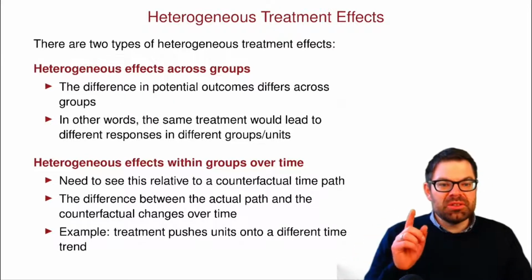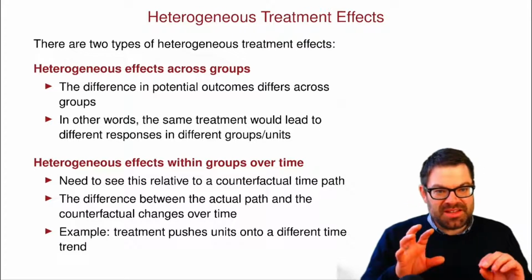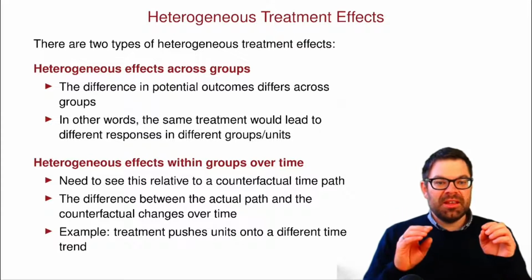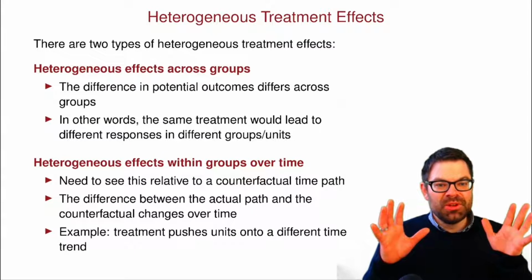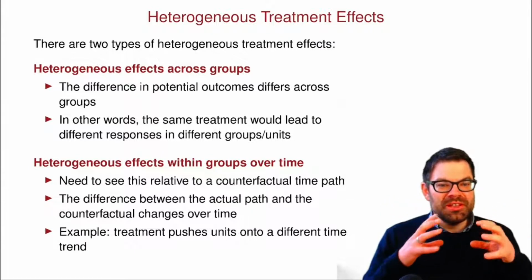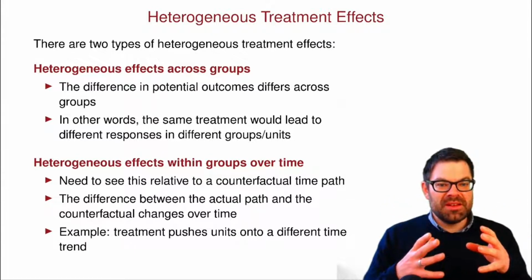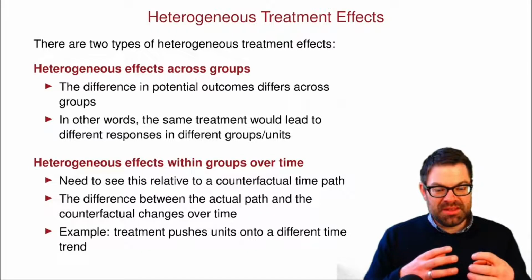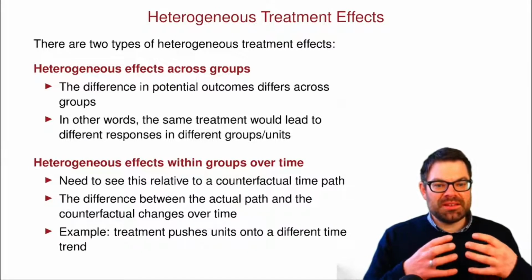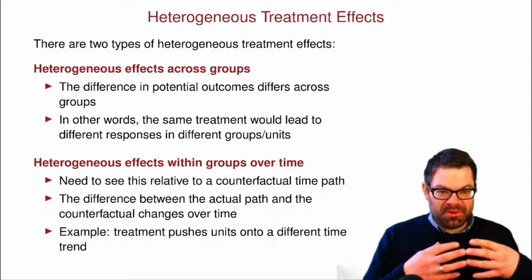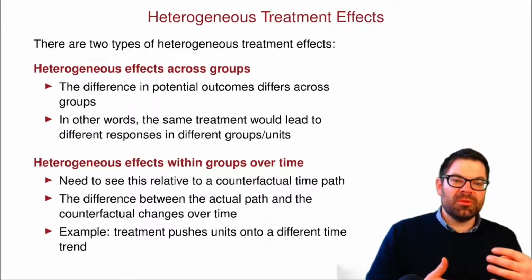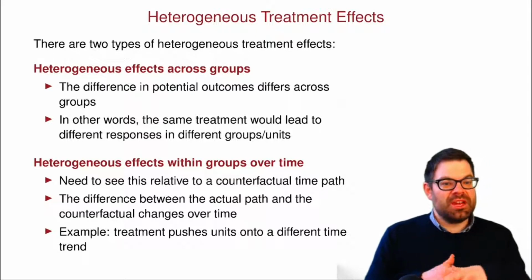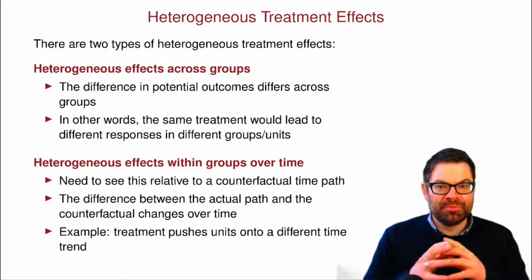So it's important here to distinguish two different types of heterogeneous treatment effects. These days when you read methods papers, the current research frontier is to think about how to deal with heterogeneous treatment effects. So how to interpret estimates, and also how to identify policy relevant parameters if you have selection into treatment, or if treatment effects change over time, or both.